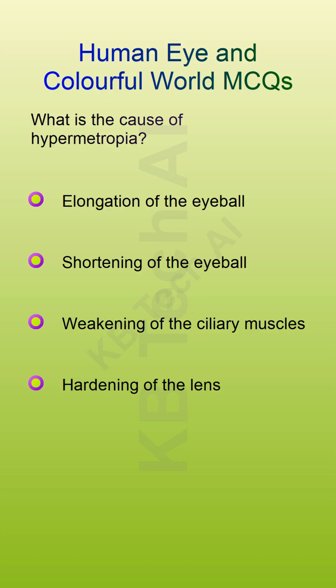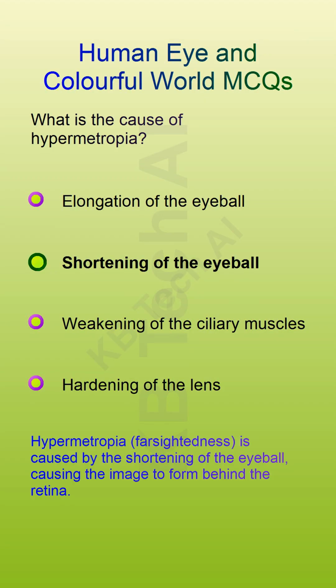What is the cause of hypermetropia? Option 1, elongation of the eyeball. Option 2, shortening of the eyeball. Option 3, weakening of the ciliary muscles. Option 4, hardening of the lens. The answer is Option 2, shortening of the eyeball.